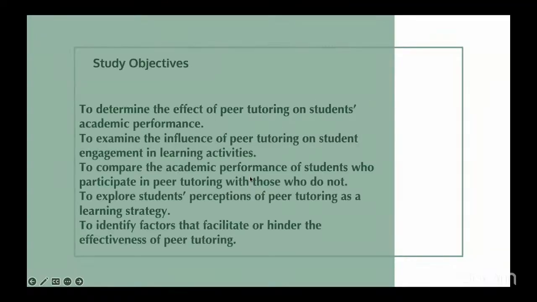So if I have to write the objectives of this study: determine the effect of peer tutoring on students' performance, examine the influence of this on engagement, compare academic performance of students who participate in peer tutoring and who do not. So this is where the experimental and the control group comes, or it can be a single group. So you can take two groups, or if it is not possible to really do that, you can take a single group. One is before intervention, before introducing peer tutoring, you take a test. Then you introduce peer tutoring for a semester, you see how it works. Now again you take a test, so it's a single group. So there are different designs of experimental design itself.